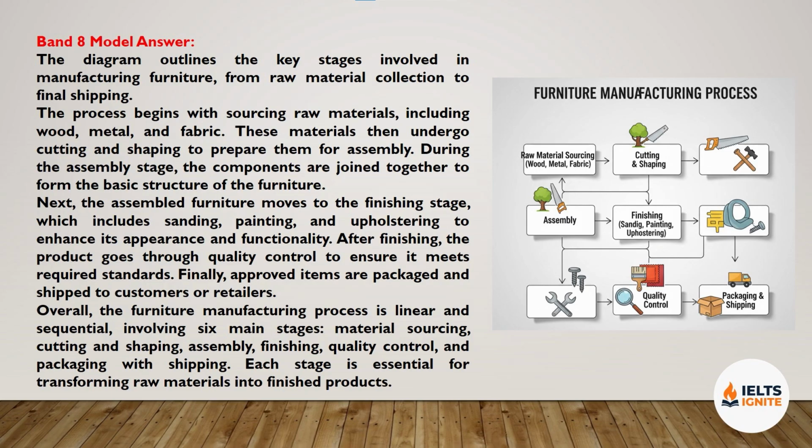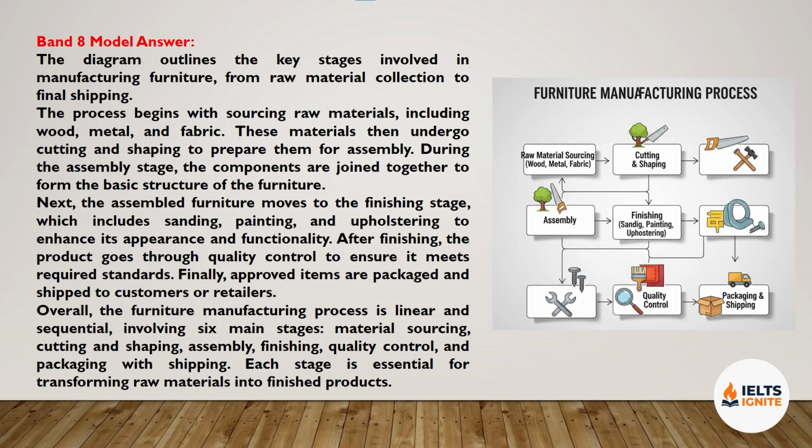The process starts with raw material collection, mainly wood, metal, and fabric. Next, these materials go through cutting and shaping, preparing the components for use. After that, everything comes together in the assembly stage, where the basic furniture structure is formed. Then comes finishing: sanding, painting, upholstering, all to improve appearance and function.